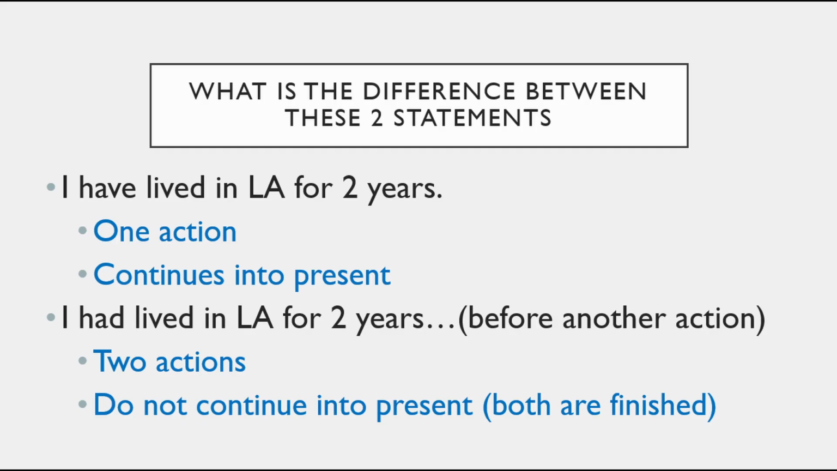Okay, so how are these two sentences different? The first sentence, I have lived in Los Angeles, that's present perfect. The second sentence, I had lived in Los Angeles, that is past perfect. Okay, the main difference here between these two sentences is the first sentence, I have lived in Los Angeles, that's present perfect. That can be used to talk about just one action. Whereas the second sentence, I had lived in Los Angeles, is not used for just one action. It's used for two actions.